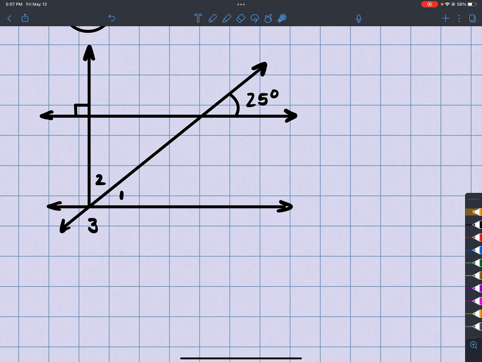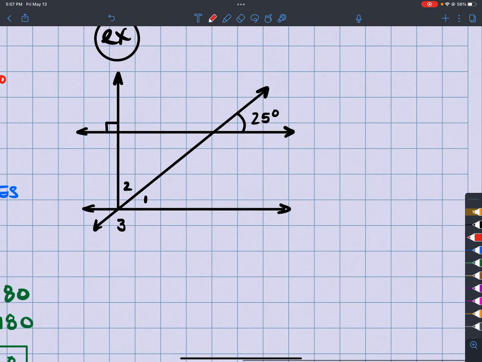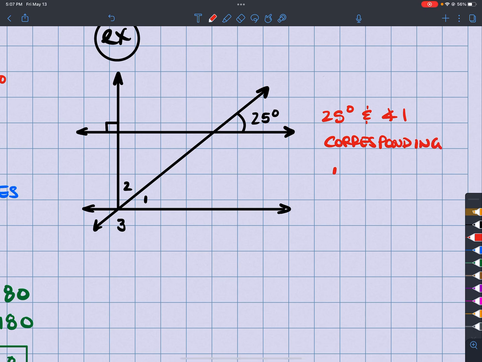So with that being said, what I know is that 25 degrees and angle 1 are corresponding angles. Okay, since they're corresponding angles, they're equal to each other. So angle 1 must equal 25 degrees. So this is equal to 25 degrees.